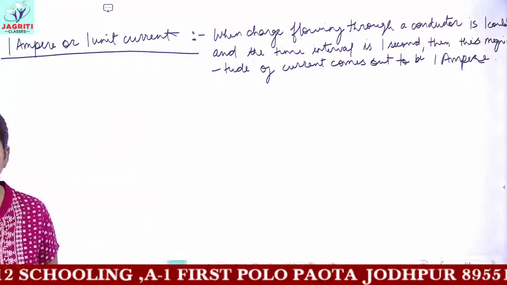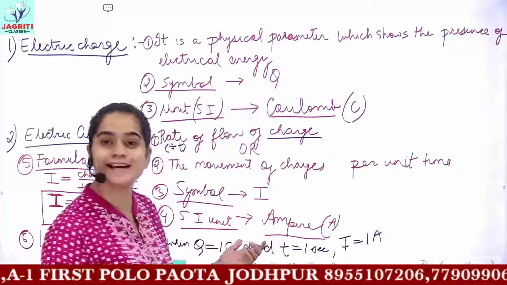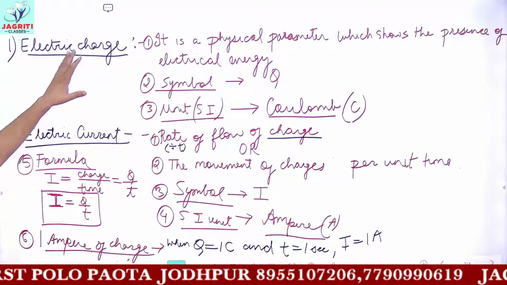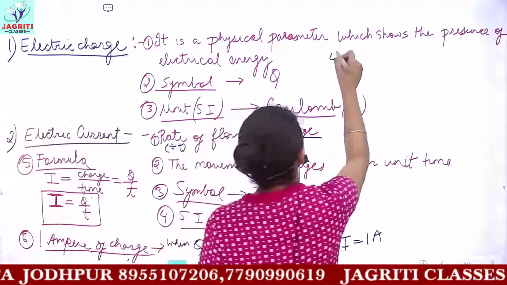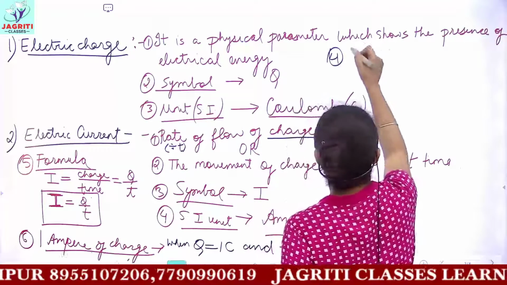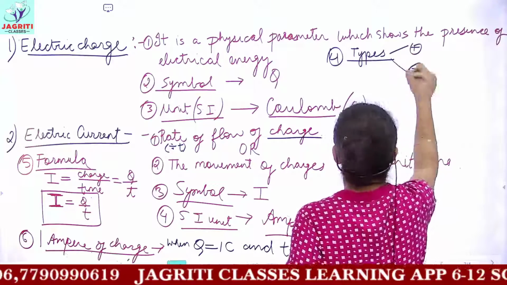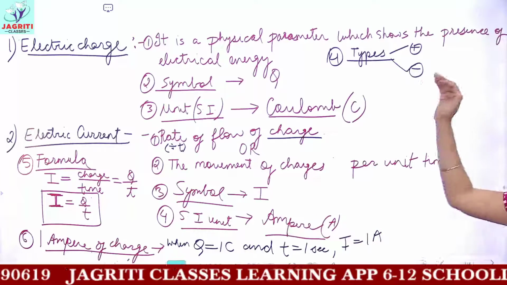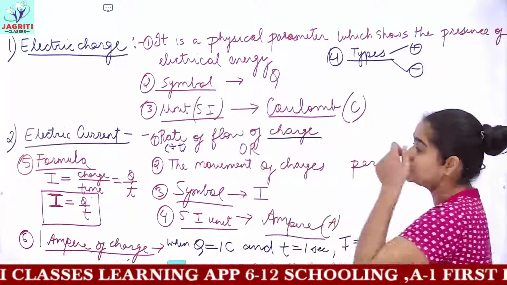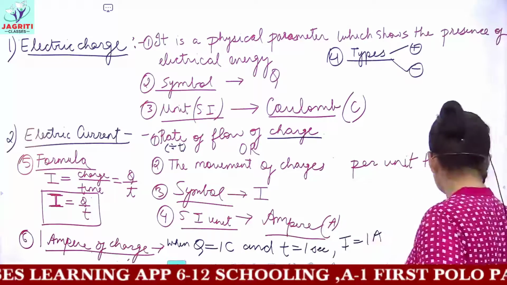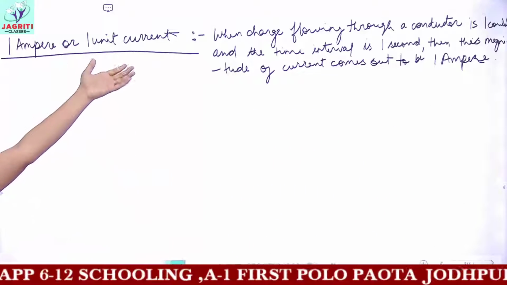I hope both these parameters which we discussed, that is we discussed charge and then we discussed current, both these are clear to you. Electric charge is the physical parameter which shows the presence of electrical energy, and you can also involve one fourth point in charge, that the charge is of two types. You have a positive charge and a negative charge. So two types of charges are present in any conductor. Then its symbol is Q and SI unit. And similarly we discussed for electric current, and then we discussed the formula for electric current, and at last we discussed how to define 1 ampere of current.